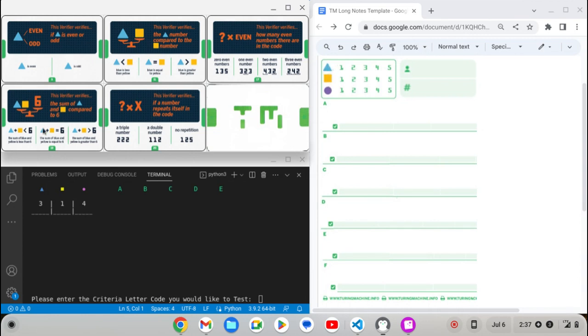Criteria card D again looks at our first 2 digits, triangle and square, and will take the sum and then compare the sum to the number 6. So should the sum be less than 6? Should the sum be equal to 6? Or should the sum be greater than 6?